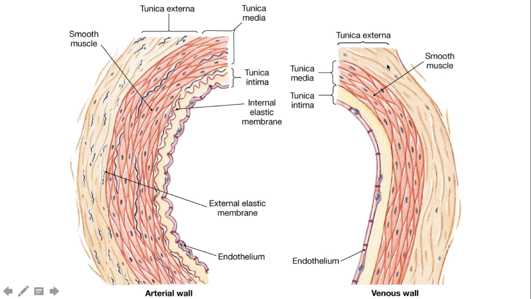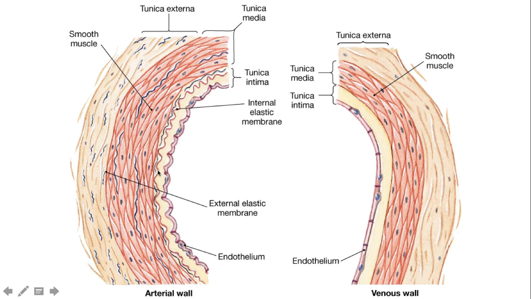Some of the differences that you'll notice: in the vein on the right here, the tunica externa tends to be the thickest layer. Here you can see it's about the same size, if not a little bit thicker than the tunica media. And that's true of the veins that we'll be looking at in lab. So again, for the veins, the thickest layer tends to be this tunica externa, whereas in the arteries that we'll look at, it's the tunica media that's going to be the thickest layer.